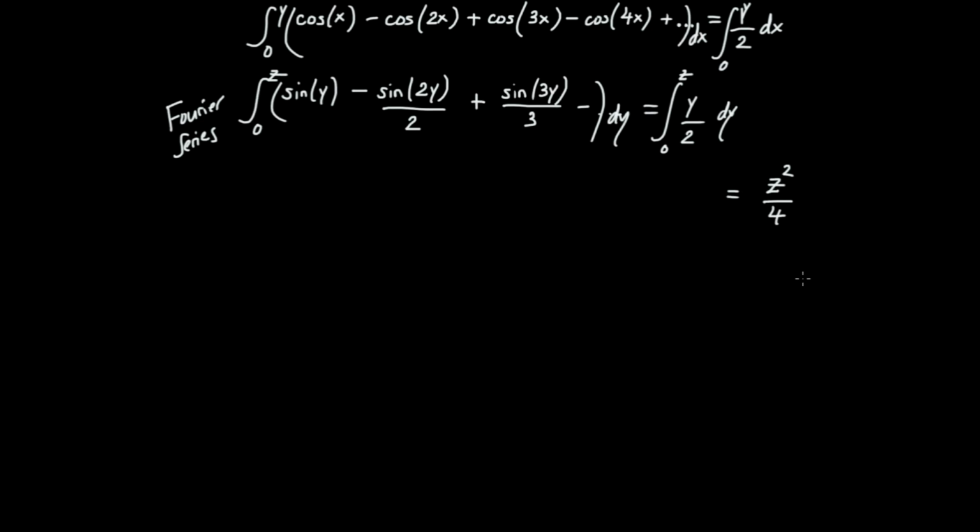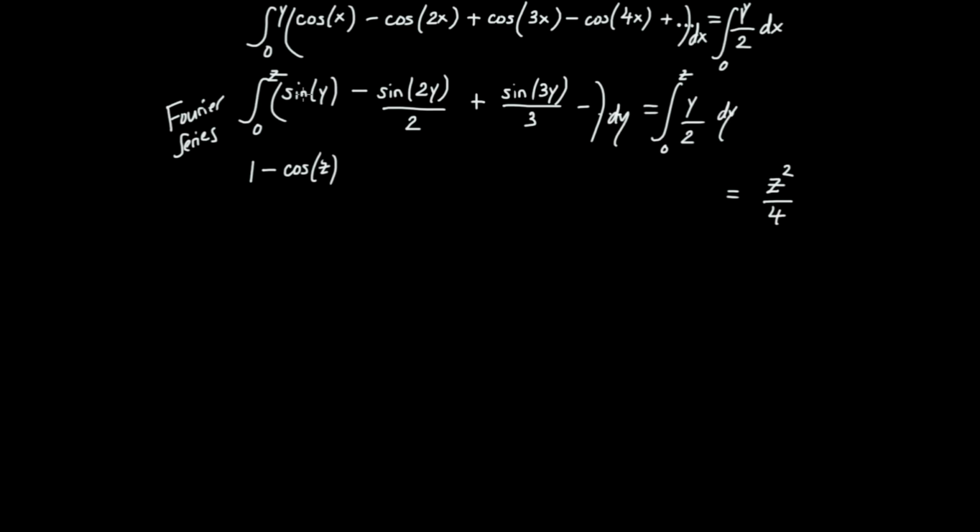divided by 4. And now for the left-hand side, if I take sine of y, the antiderivative is going to be negative cosine, but I'm going to have to plug in a z and a 0. So I'm going to get negative cosine z plus cosine of 0. And I'm going to write that in a slightly different order. Now cosine 0 is 1, but I'm going to write that first. So I'm going to have 1 minus cosine of z.